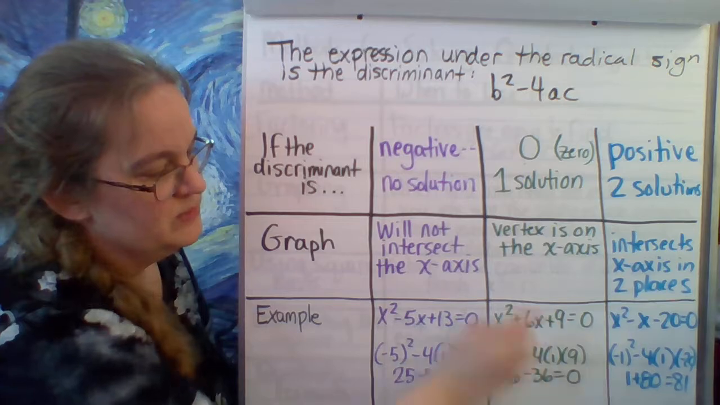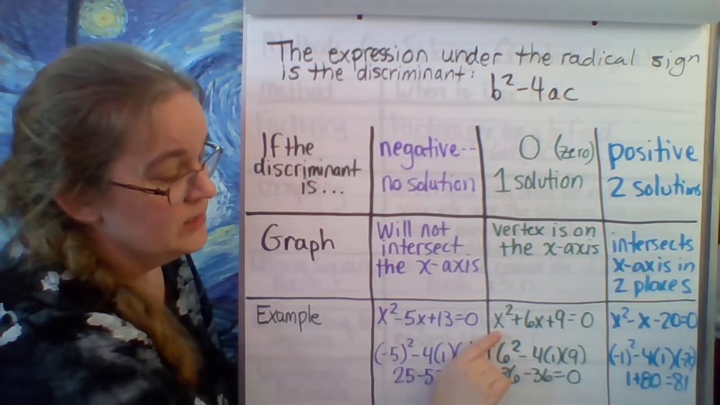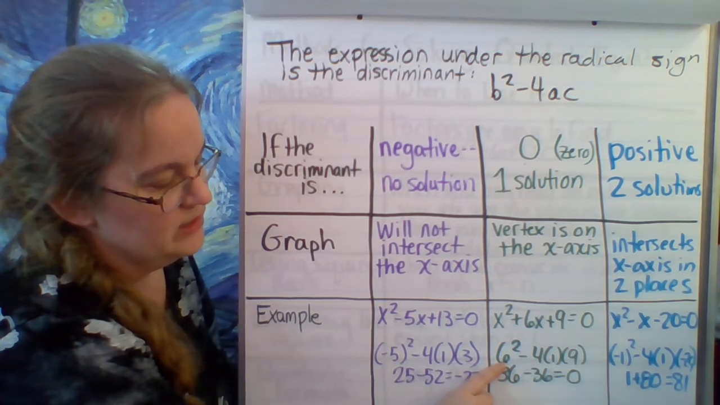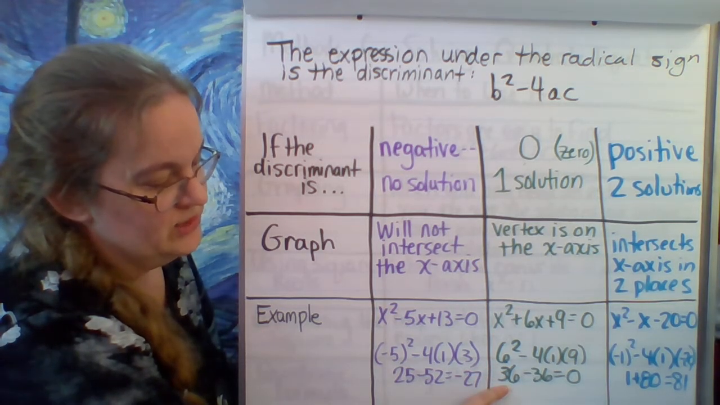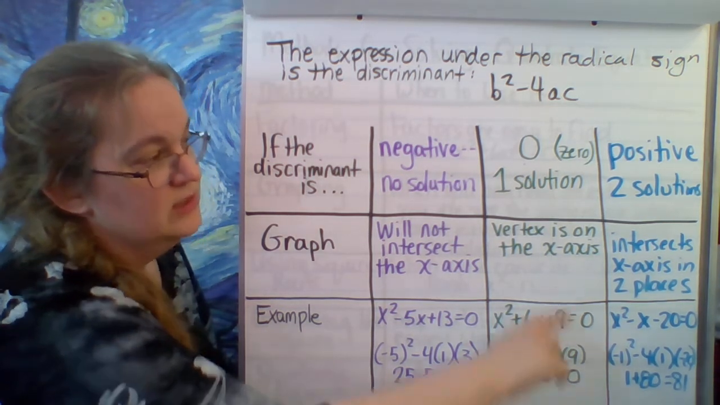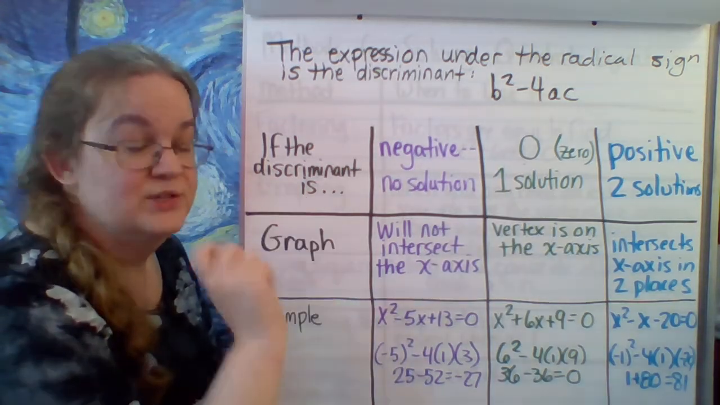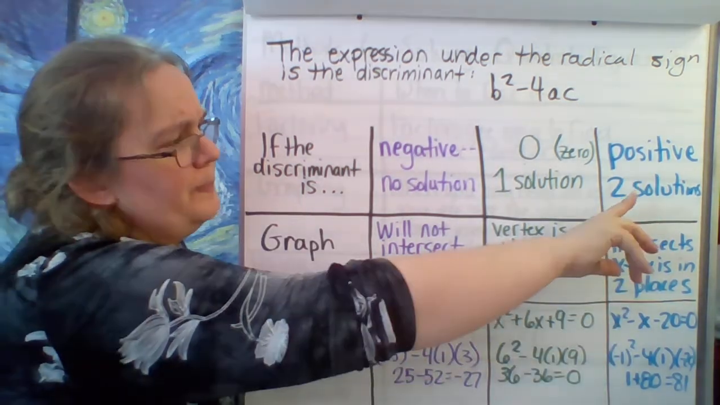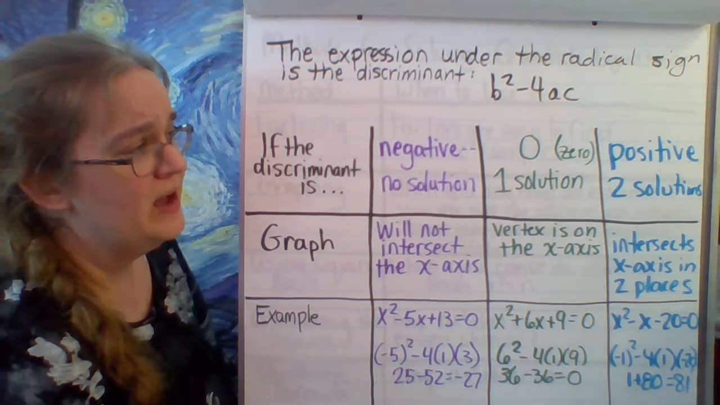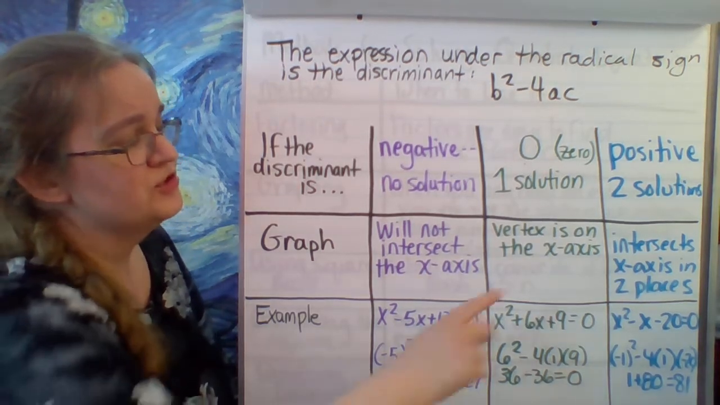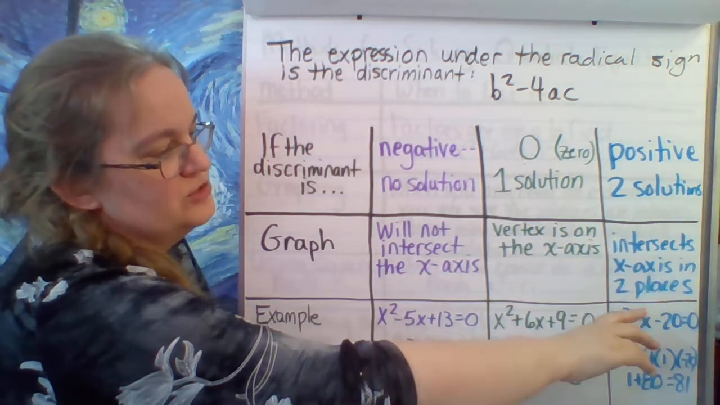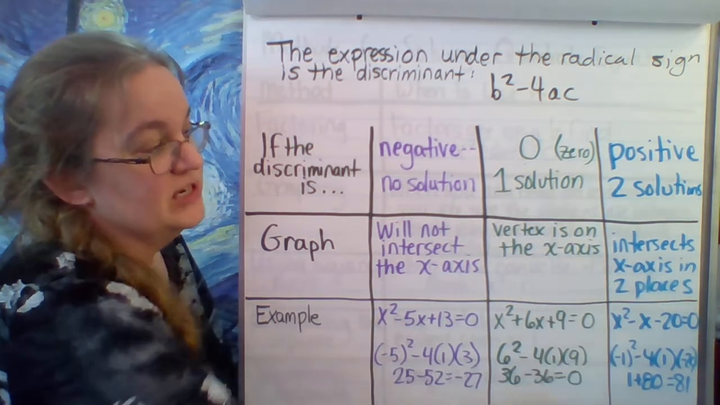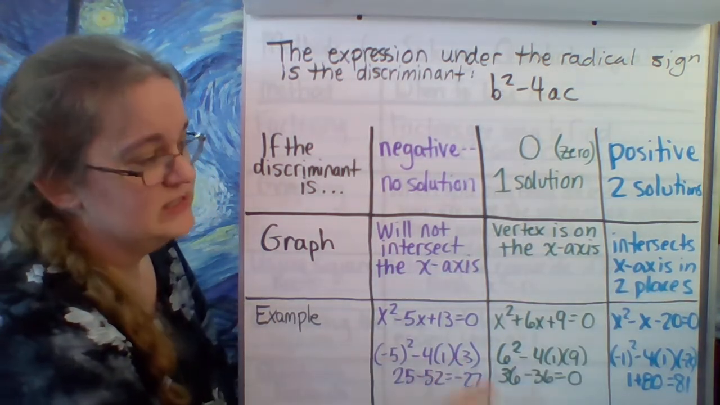So here's an example. It's a perfect square. When you look at this, you end up substituting in for the discriminant. You end up with 36 minus 36, which is 0. That tells you that there's only one solution. Okay. The final case is positive. If your discriminant comes out positive, which most of the examples we did were, that means there's two solutions. It intersects the x-axis in two places.